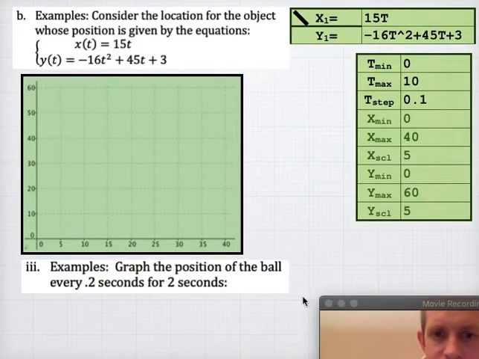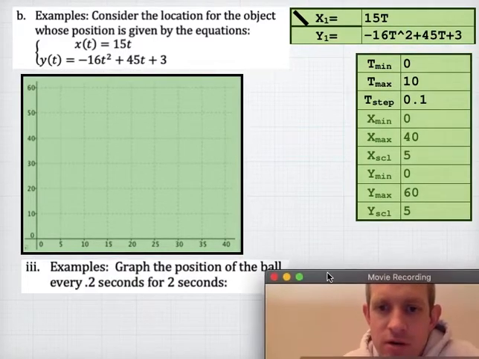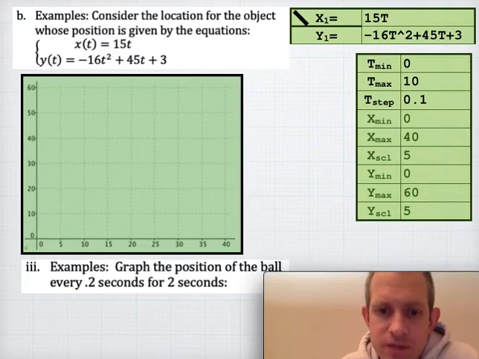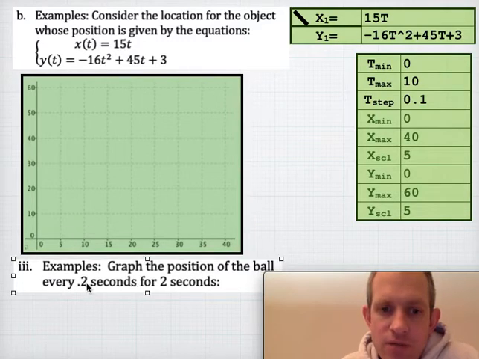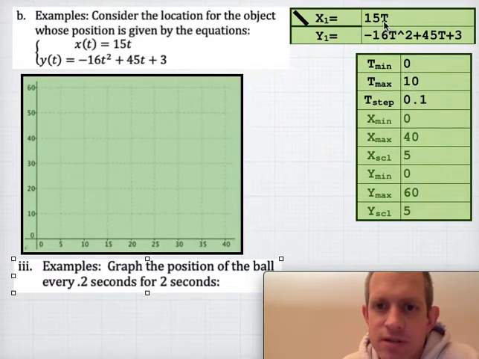And for example number 3, we're going to look at what happens if you want to graph the position of the ball for every 0.2 seconds for 2 seconds. And so that's a couple changes in our window settings. Our equation's still going to be the same. I'll still use the same x min, max, scale, and so forth.